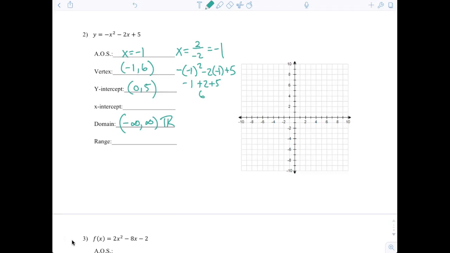All right, now the x-intercept. To find the x-intercept, 0 equals -x squared minus 2x plus 5. Can I factor that? Anybody look at that and say I can or cannot factor that? You cannot factor it. Next week, I'm going to teach you how to solve those without factoring. But right now, we don't.